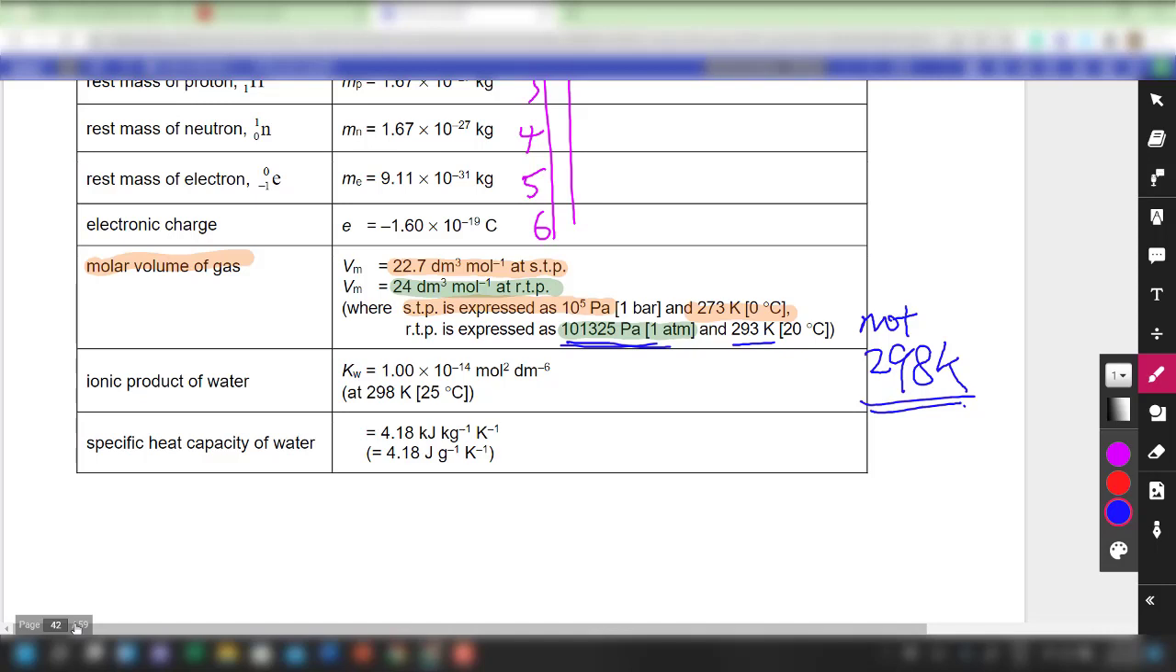Ionic product of water, you will use it under the topic acid-base equilibrium. Okay, maybe not so often in JC1. Specific heat capacity of water, this is especially important in energetics.